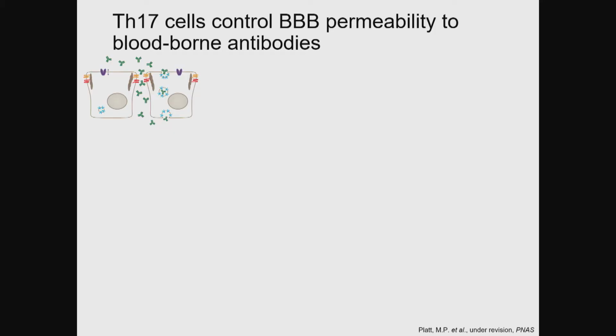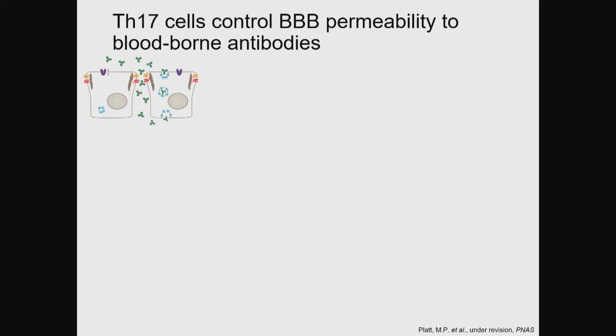So my next move was to look at if Th17 cells are controlling blood-brain barrier permeability to either blood-borne solutes, blood-borne antibodies, or other solutes. And just in the interest of time, I'm only going to talk about antibodies. So this is sort of a cross-section of a blood vessel. This is just like 2 cells hanging out next to each other. And then antibodies that are present in the blood are trying to get through over to the brain side.